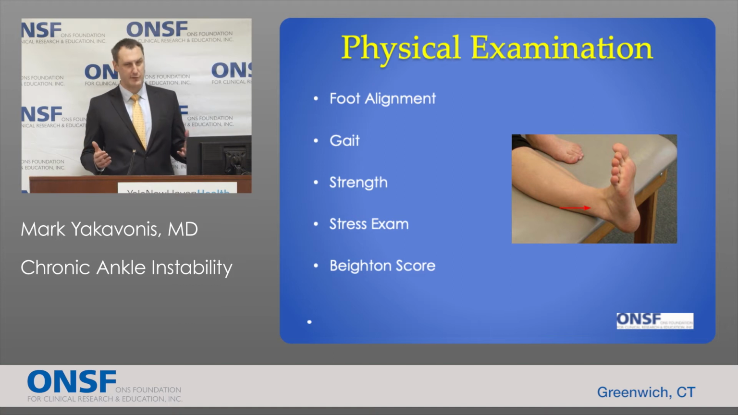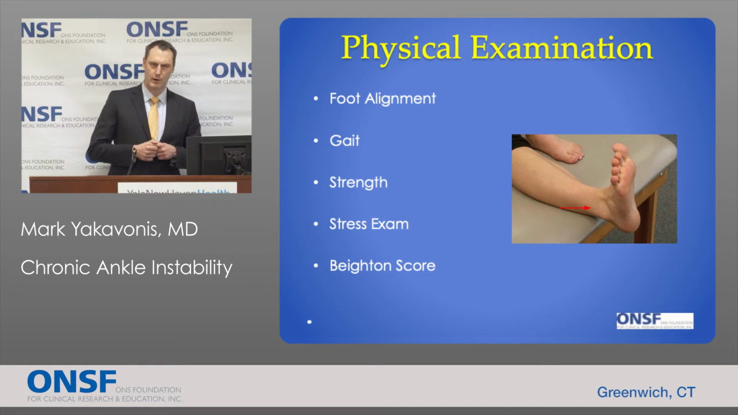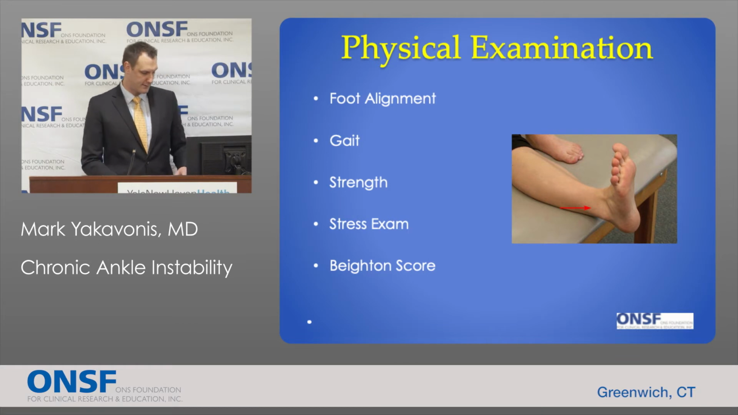I'll also perform a stress exam, and I'll get into a little bit after that what that involves. And then also do what's called a Beighton score. And that is a score to test for generalized laxity. And again, it tests the strength of your ligaments and the quality of your ligaments, and that's on a general sense. So again, if you're generally lax, you might be more inclined to have this sense of instability.